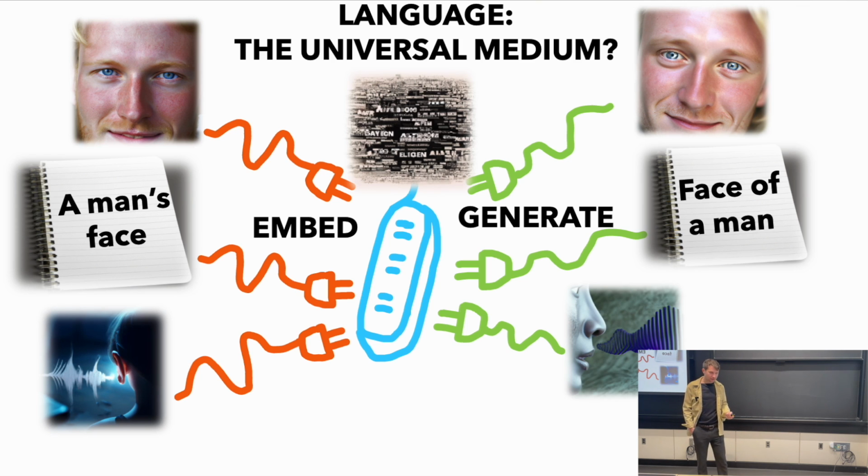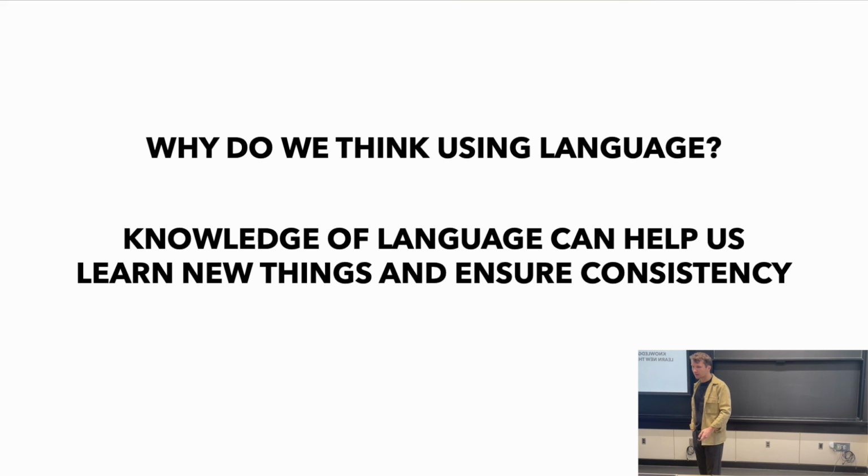And this might seem like a good idea because we can all agree on a shared space, like the English language. And maybe we as human beings can look in this embedding space and understand a little bit what's going on, like interpret it. But that's not why it's powerful, actually. It's powerful because it probably also explains what we think in terms of language. And we'll see now that knowledge of language can really help us to learn new things and ensure consistency by itself.